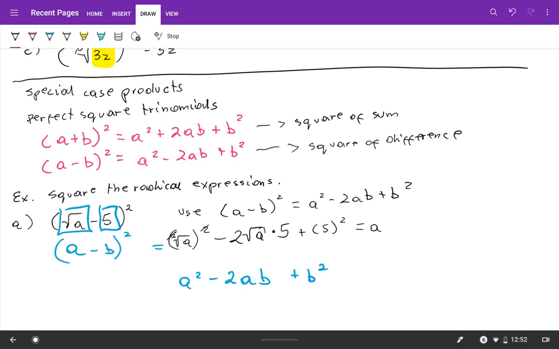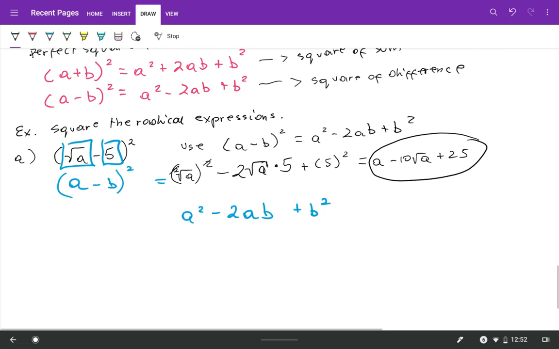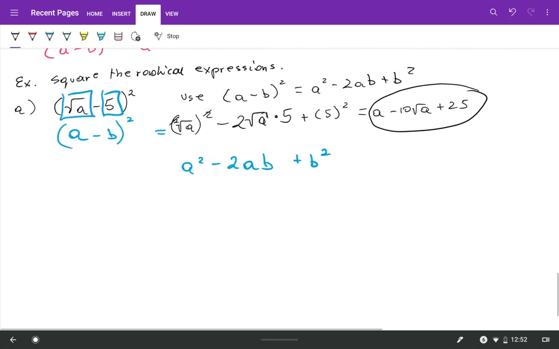So now we learned that when the index of the radical and the power are the same, from here we're just getting a. Now here we have negative 2 times 5, which will give you negative 10 square root of a. 5 to a second power is 25. And that will be our final solution.